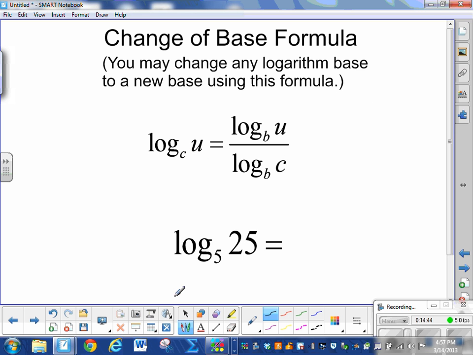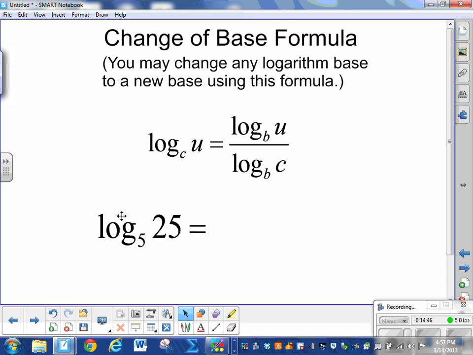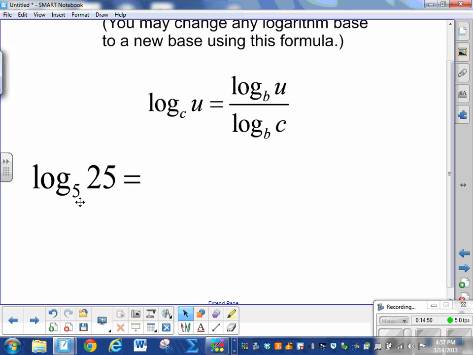What I was going to do in class was show you how that works with log base 5 of 25. We already know what log base 5 of 25 is. If we use the spiral, 5 to the 2nd power is 25. So we know that the answer is 2.